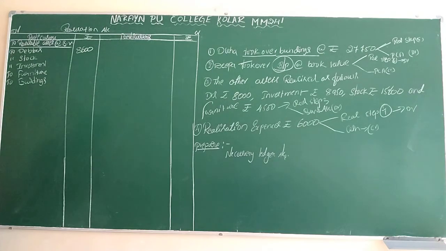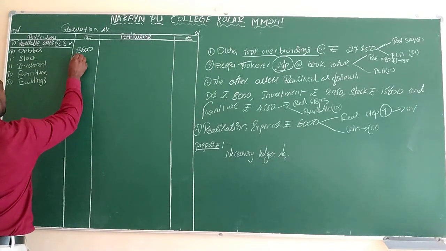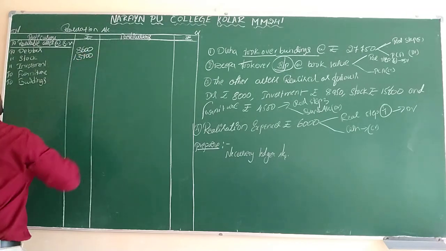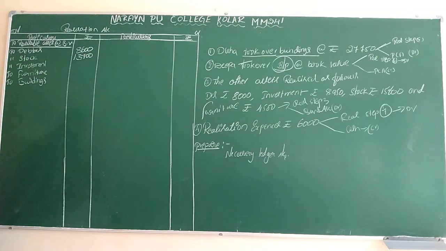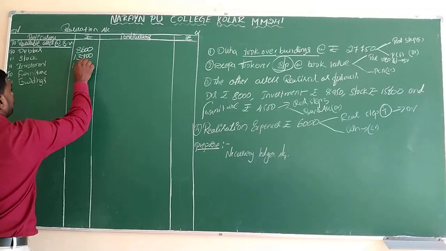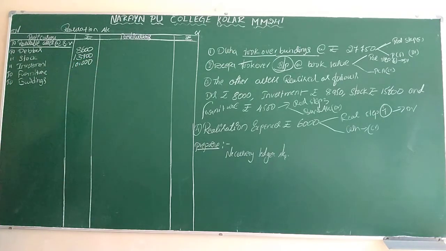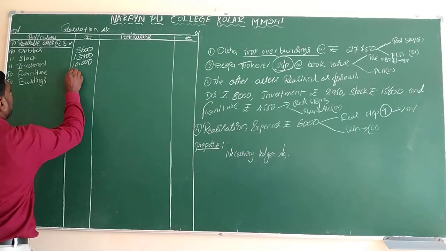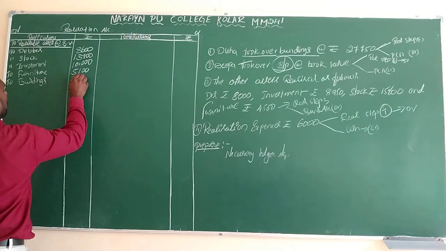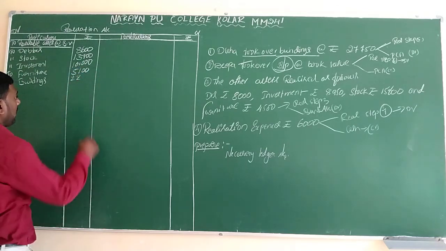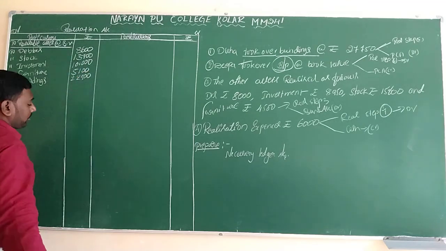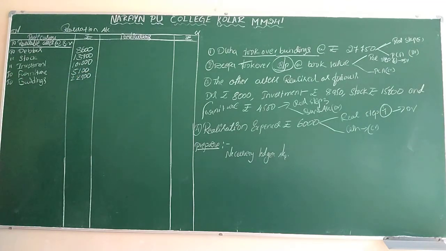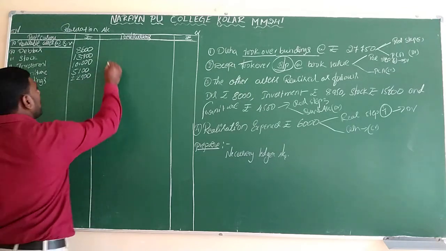The cost of stock is 13,700. The cost of investment is 10,000. The cost of furniture is 5,100. The cost of building is 22,900. So these are the values of the assets which are available in our previous balance sheet. This is about step number 1. Let's move to step 2.